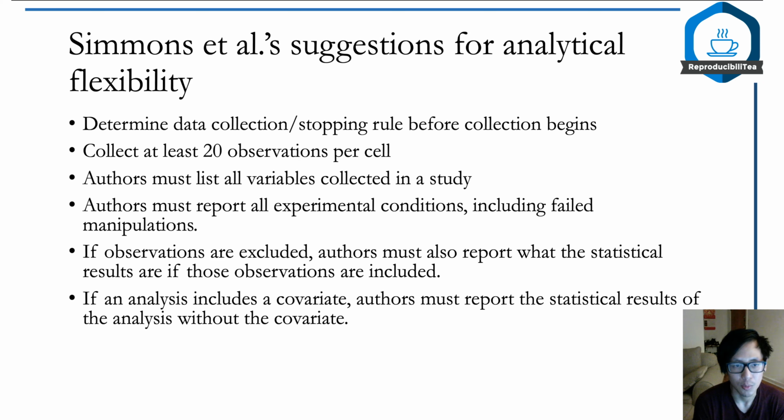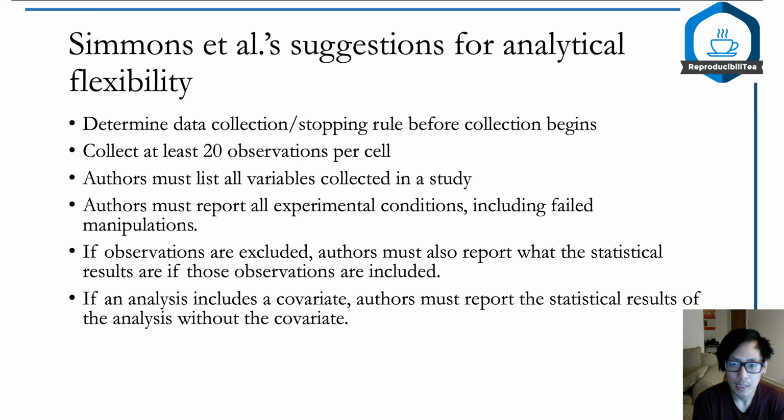So authors must report all experimental conditions, including failed manipulations, so reporting how many levels your independent variable actually has. If observations are excluded, authors must also report what the statistical results are if those observations are included. And if an analysis includes a covariate, authors must report the statistical results of the analysis without the covariate.